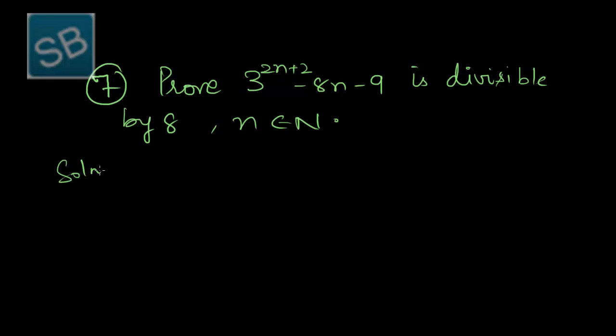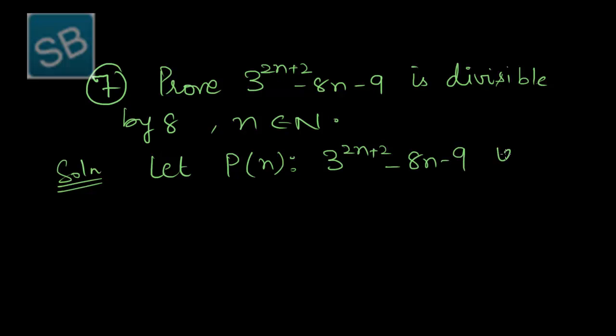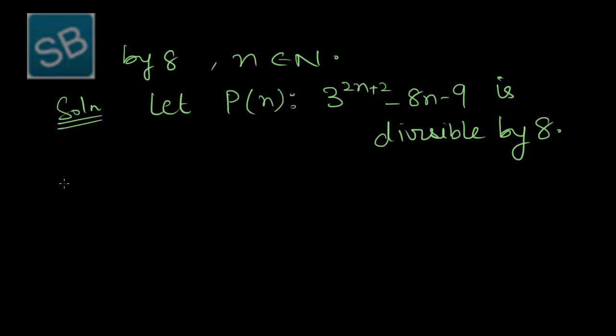The solution is that let P(n) be: 3 raised to power 2n plus 2 minus 8n minus 9 is divisible by 8. That is our statement. So step 1, that is we have to prove the result for n is equal to 1.